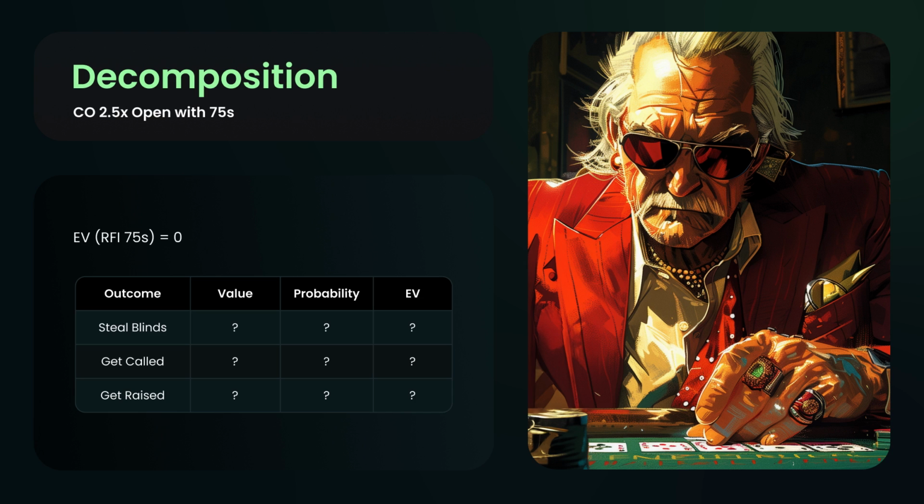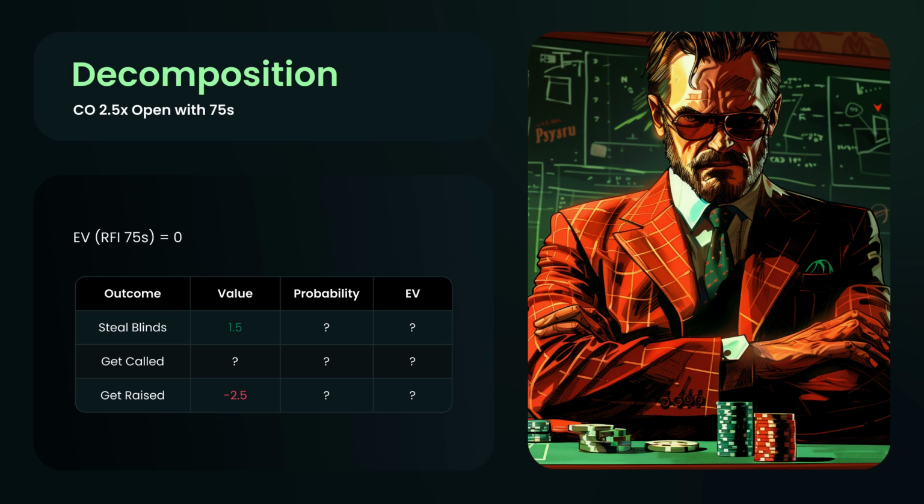Sometimes it makes a ton of money. Sometimes it makes a bit of money. Sometimes it loses money. And I want to get a feel for how this hand actually derives value. This may look complicated, like how do you even figure this stuff out? But let's just plug in what we know and go from here. So what is the value of stealing the blinds?